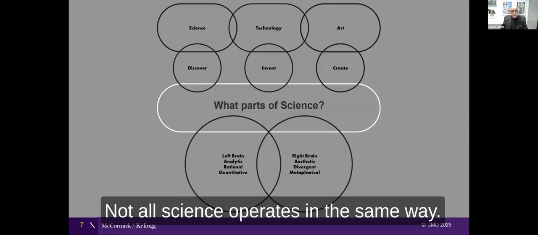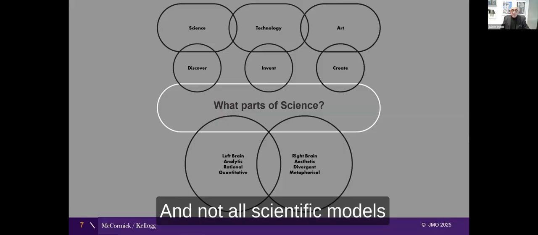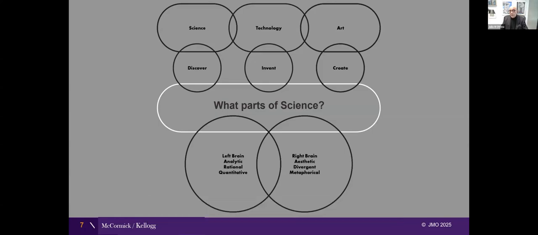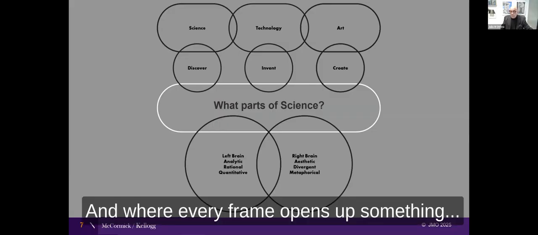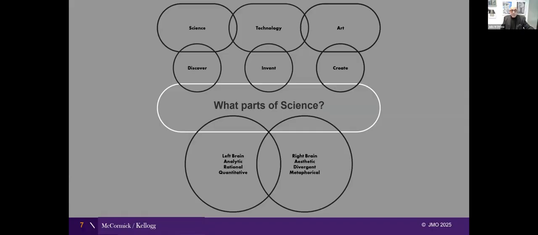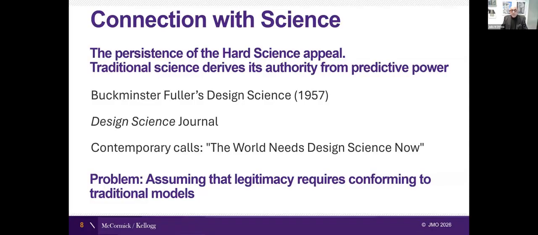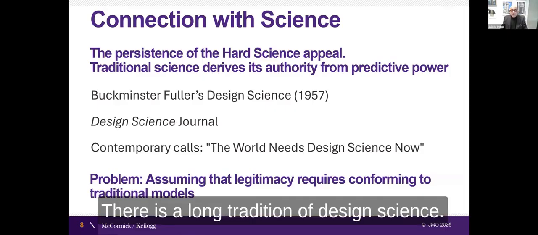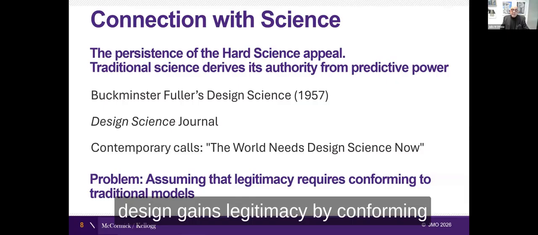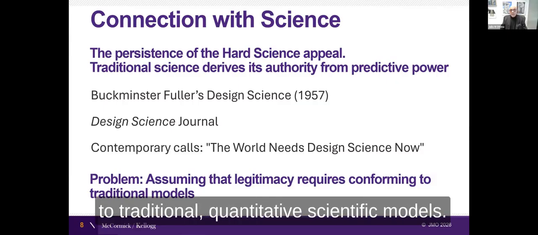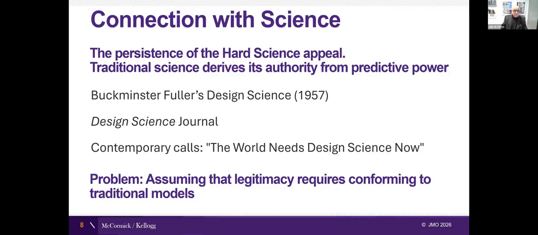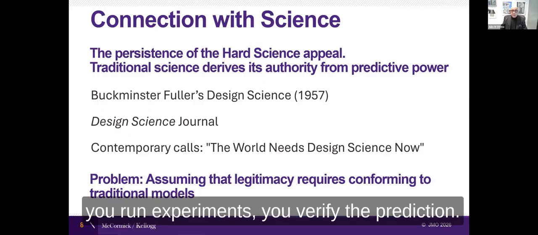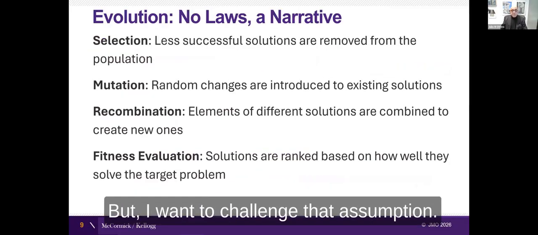Not all science operates in the same way, and not all scientific models are equally relevant to design. And this is where I think design has been chasing the wrong target, and where a reframe opens up the possibility of something really new. There is a long tradition of design science. The implicit logic is that design gains legitimacy by conforming to traditional, quantitative, scientific models. Those models are built on predictive power that is stated as a law. You run experiments, you verify the prediction, but I want to challenge that assumption.